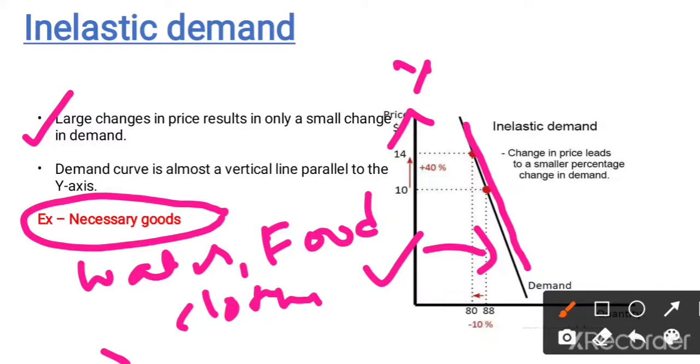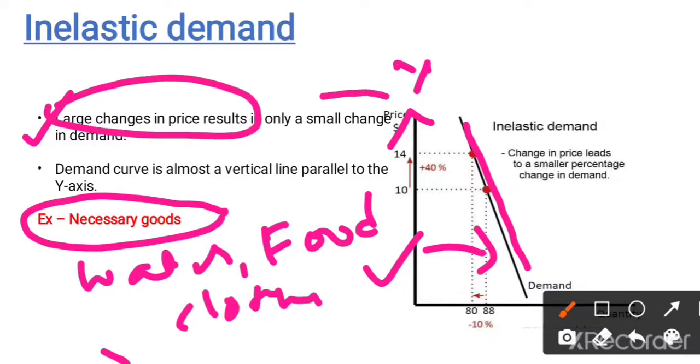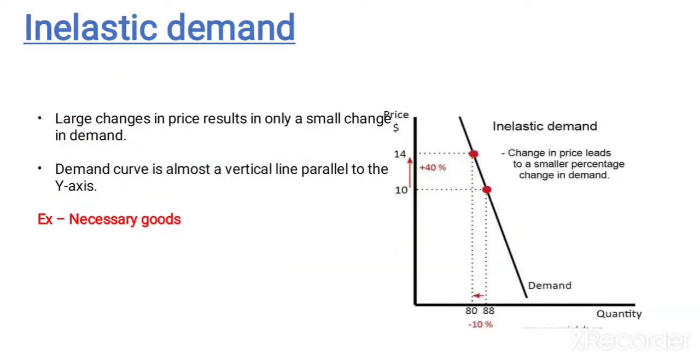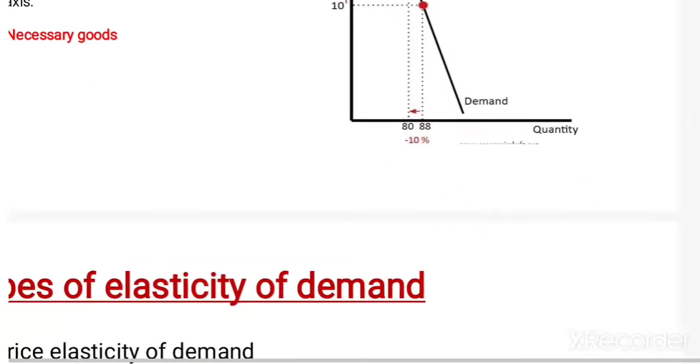Even though they are charging a high price, you will purchase a little quantity, but anyhow you will purchase food. So even though there is a large change in the price, there will be a small change in your demand; your demand will be less, but anyhow you will purchase it. That is the meaning of inelastic demand. Here you have to remember the definition, example, and the shape of this curve. That is the difference between elastic and inelastic.